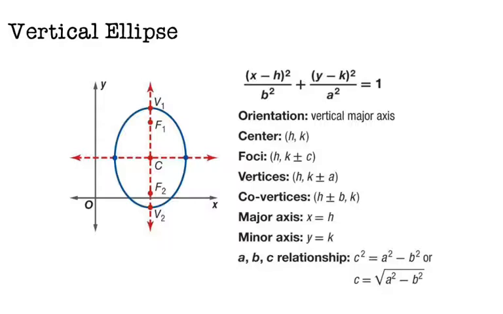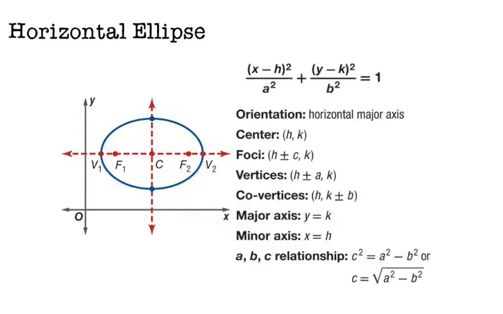Okay, and then for the eccentricity, it's not on here, but I'll come back and talk about that in just a second. Okay, so next is a horizontal ellipse. So most of the information is the same. The focus points this time are left and right from the center. So this time you would add C to the H part of the center. You have information on the vertices and co-vertices. And we will find the eccentricity and the C value the same way for a horizontal ellipse.